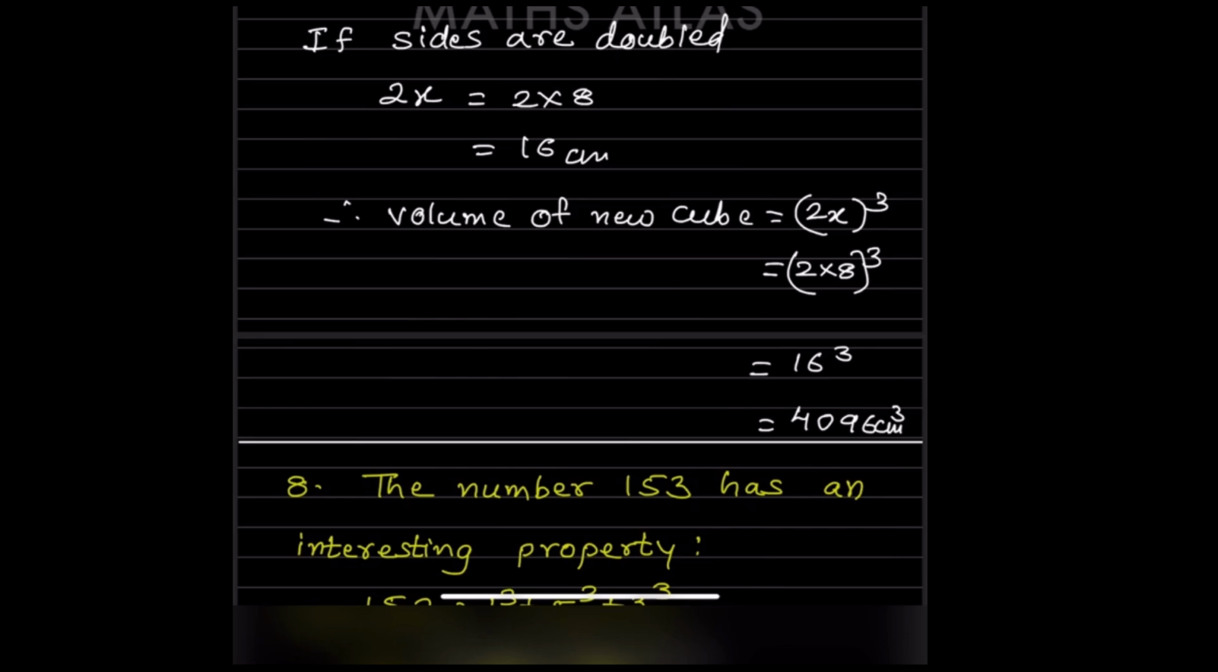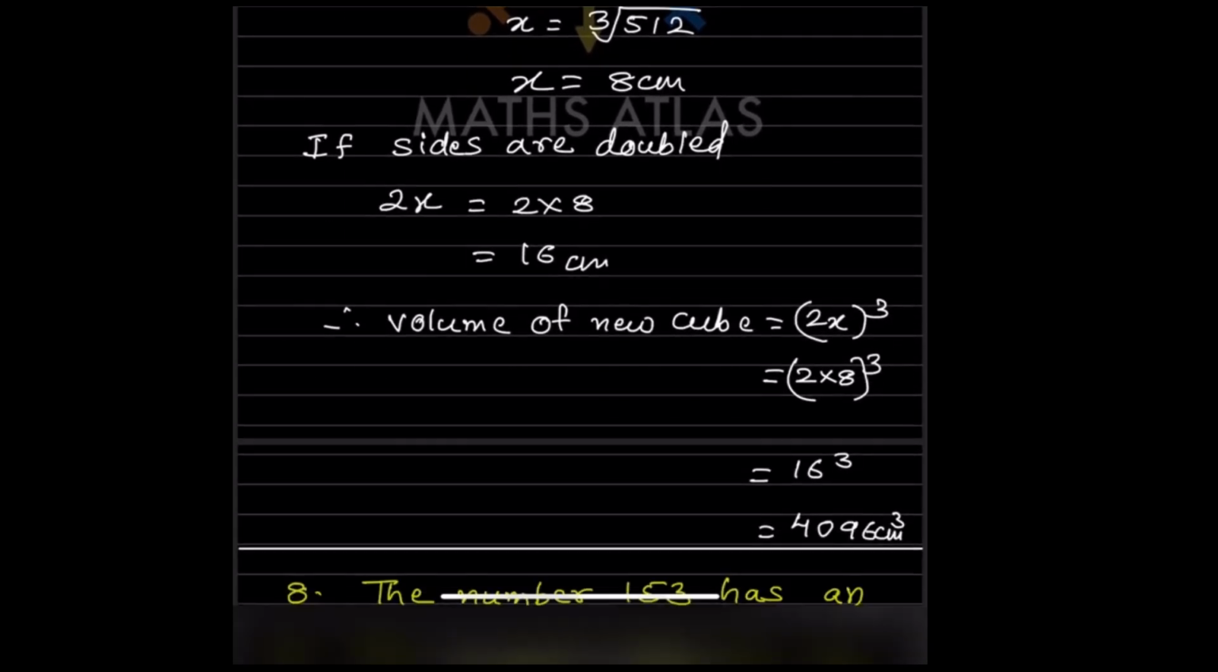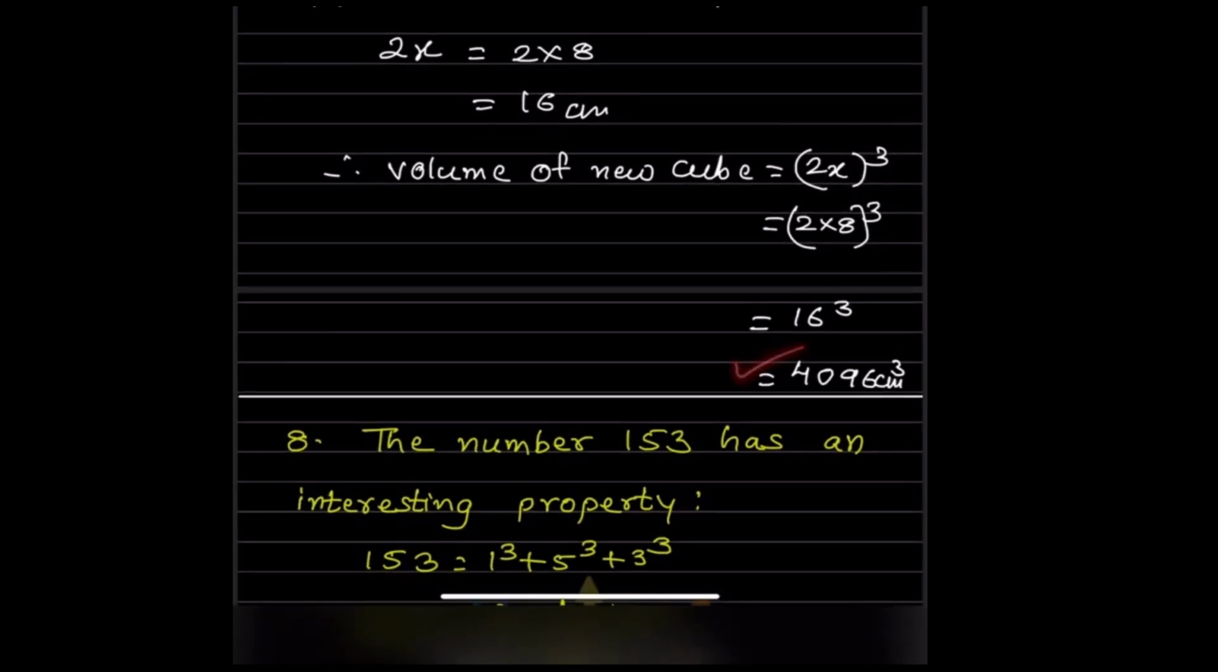And always for a cube, the unit is going to be centimeter cube. The unit is very important. If it is in square, it is going to be centimeter square. That is what they have asked, the volume of the other cube. So this is the answer.